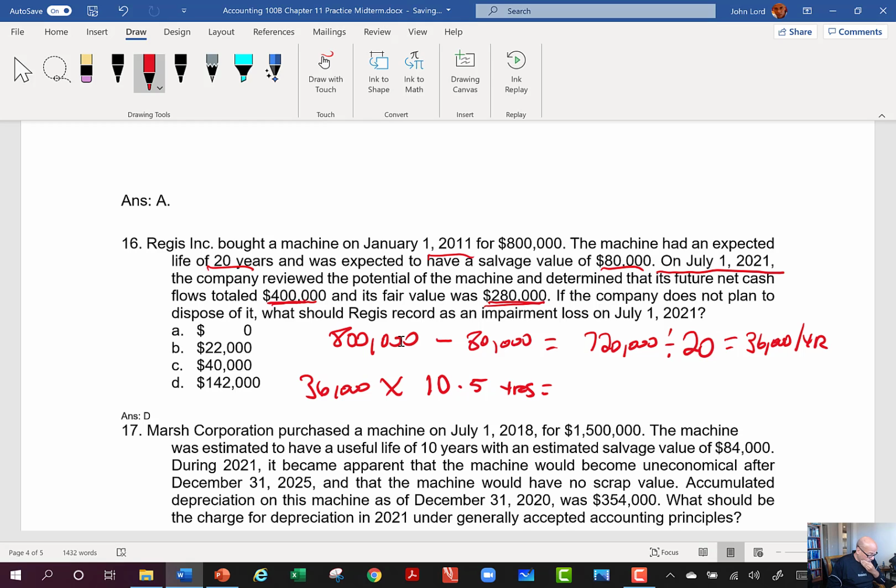So if you take 10.5 times the $36,000 per year, you get $378,000. If they bought the asset for what? $800,000.